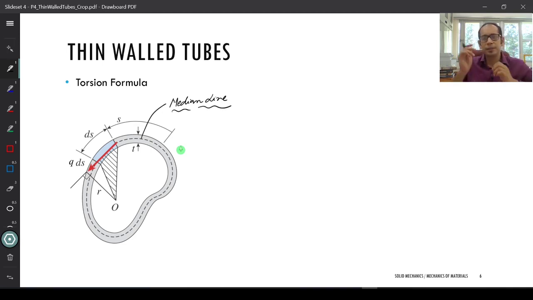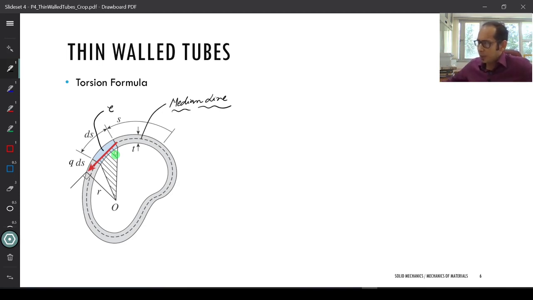Okay. So let's start writing the basic expression for the moment for a small element. If I take, along the median line, a small element of length ds and a particular thickness, then what I can write about the moment about this centroid O is my dT due to that small element. Suppose that here it's not torque, but a shear stress of tau. So suppose this element ds carries a shear stress of tau.